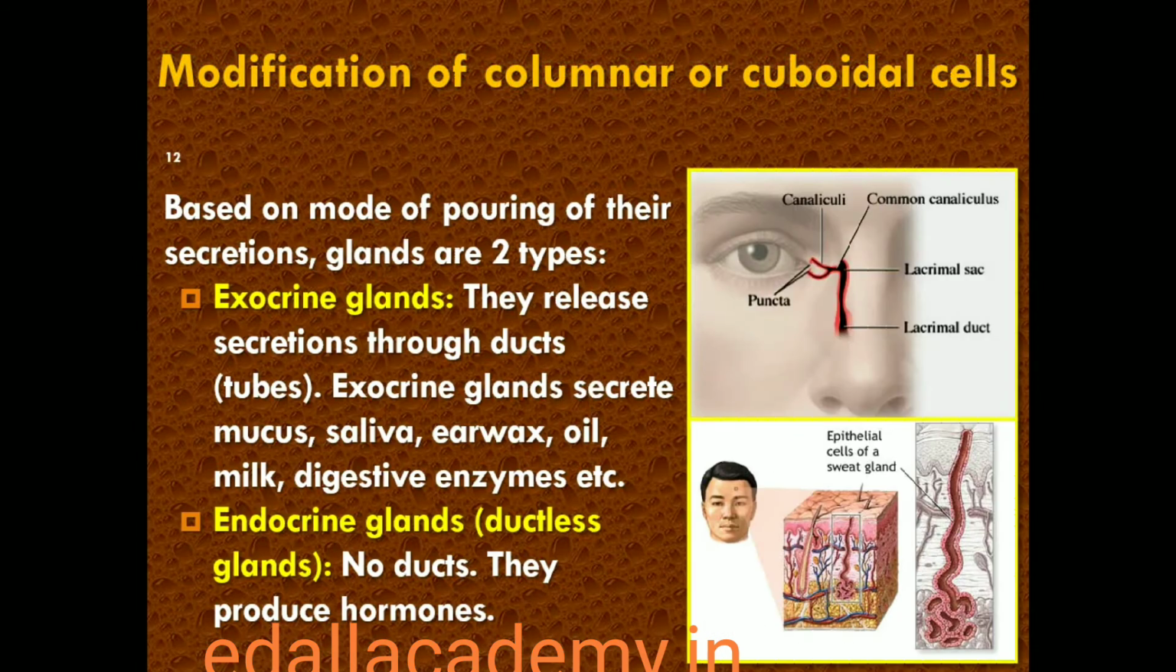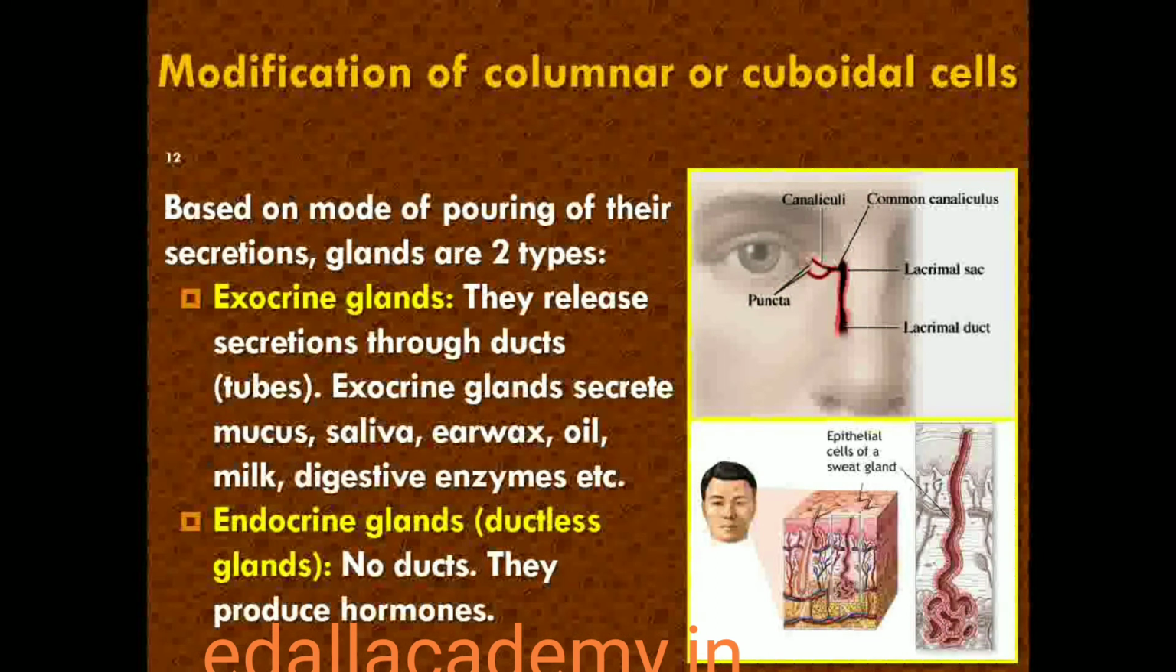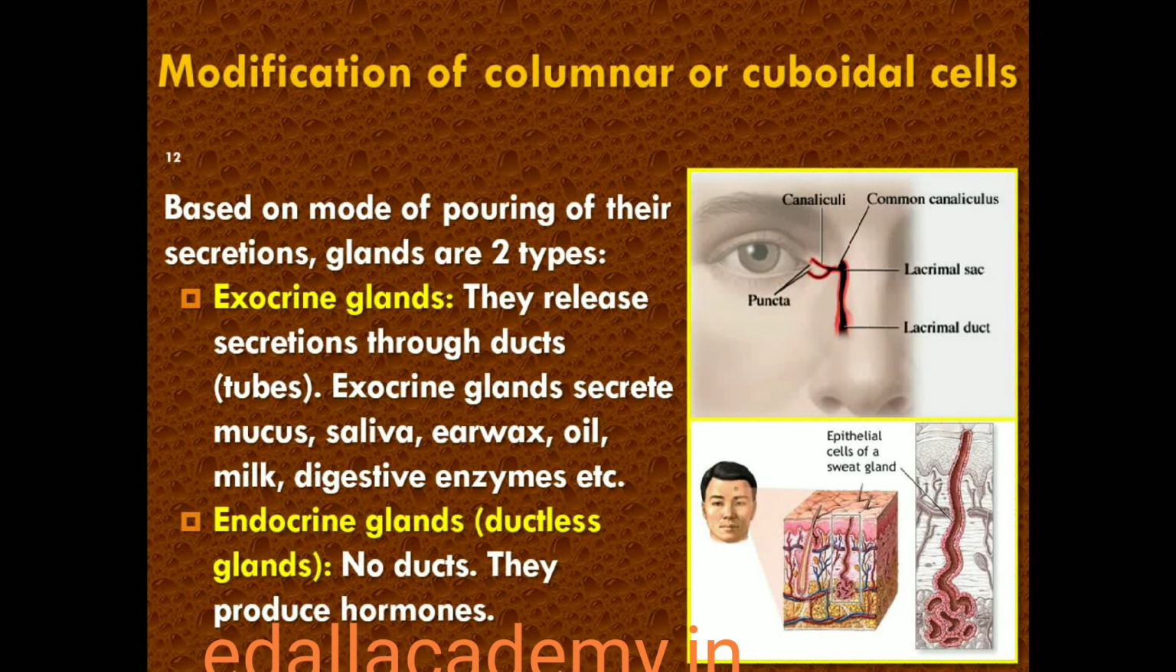On the basis of the mode of pouring of their secretions, glands are divided into 2 categories, namely exocrine and endocrine glands. Exocrine glands secrete mucus, saliva, earwax, oil, milk, digestive enzymes and other cell products. These products are released through ducts or tubes. In contrast, endocrine glands do not have ducts. Their products called hormones are secreted directly into the fluid bathing the gland.